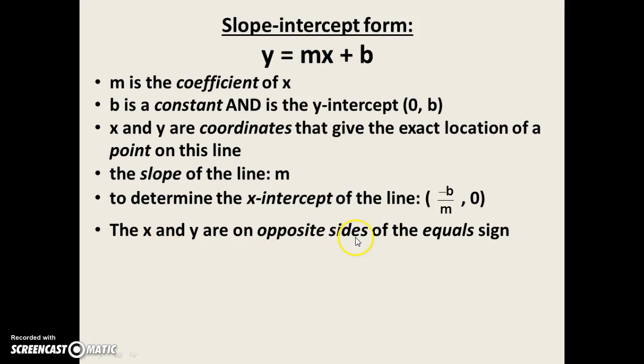The x and y are on opposite sides of the equal sign here. You can see x is over here, y is over there, separated by the equal sign. So remember, in standard form, x and y are on the same side. In slope-intercept form, they're on opposite sides.